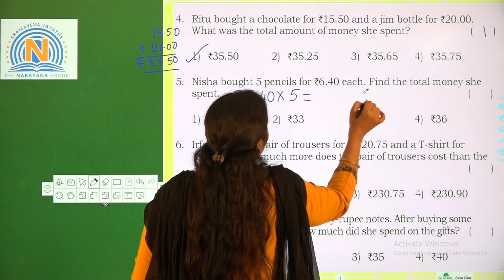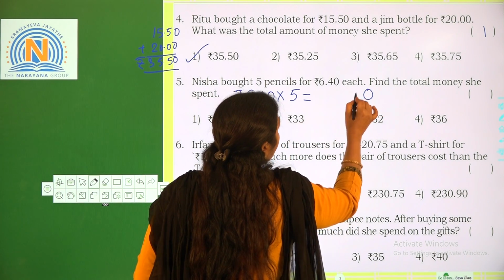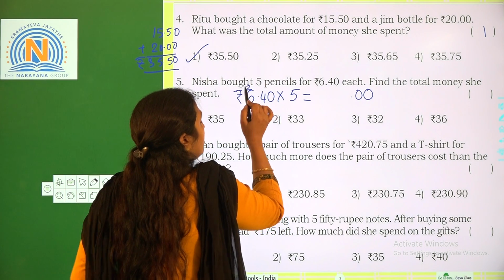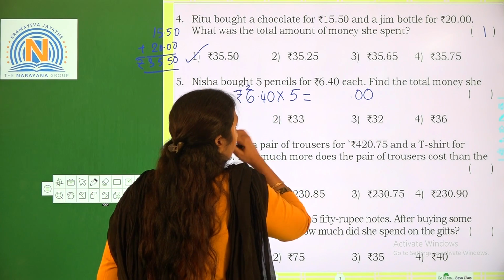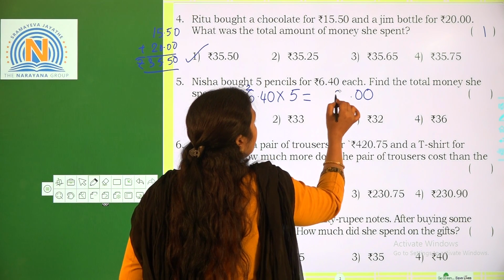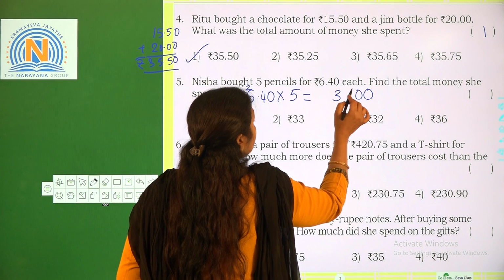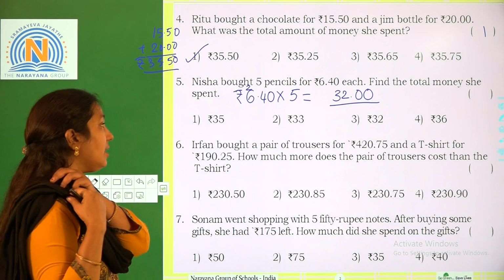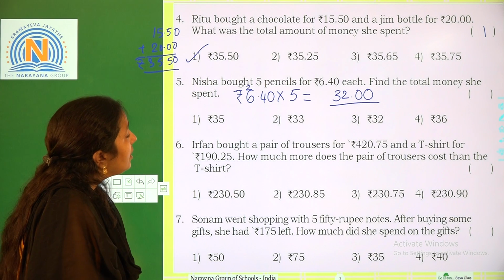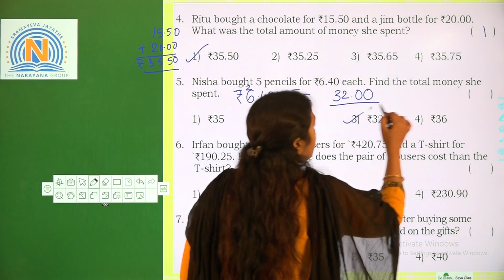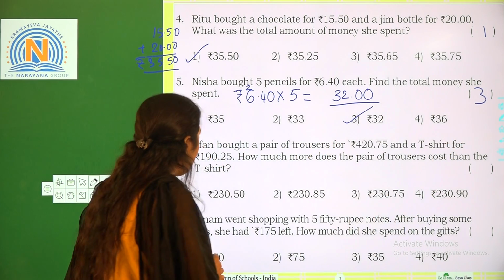5 zeros are 0. 5 fours are 20, 2 regroup it. 200 paise means 2 rupees. So 2 rupees we will have to add in the rupee column. 5 sixes are 30 plus 2, 32. So which is the correct option, children? What is the cost of 5 pencils? 32 rupees. Option 3 is correct. Next one.